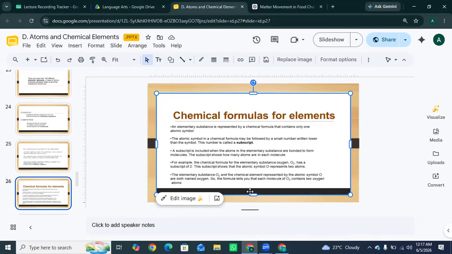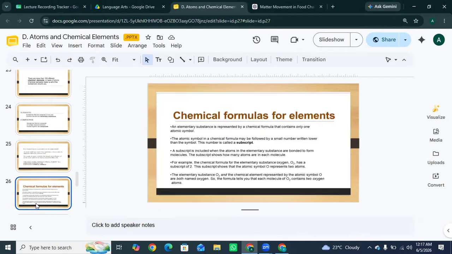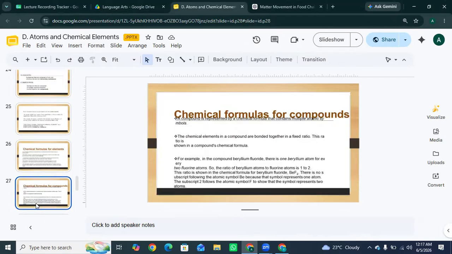So the formula tells you that each molecule of O2 contains two oxygen atoms. Okay? So, chemical formulas for compounds. A compound is represented by a chemical formula that contains multiple atomic symbols. The chemical elements in a compound are bonded together in a fixed ratio. This ratio is shown in a compound's chemical formula.